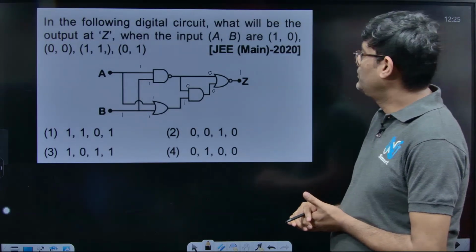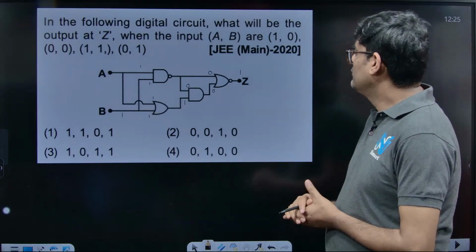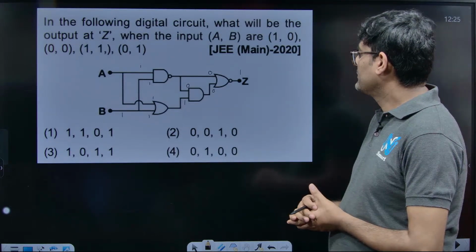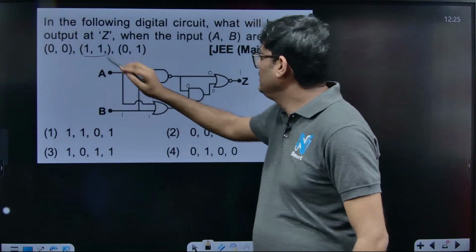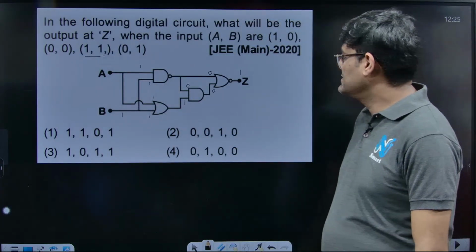What will be the output at Z? So when it is A1 or B1, then output of the Z should be 1.